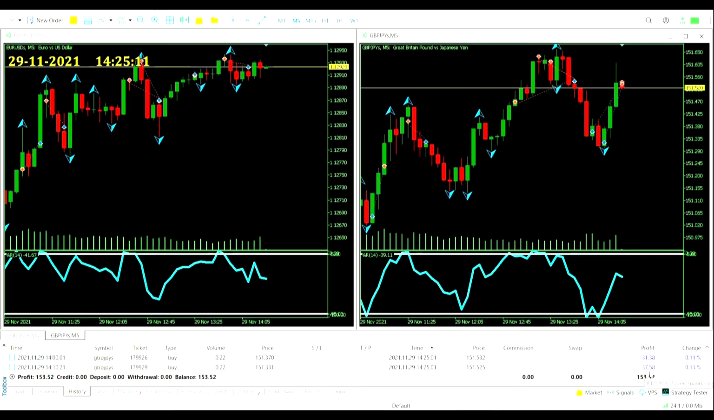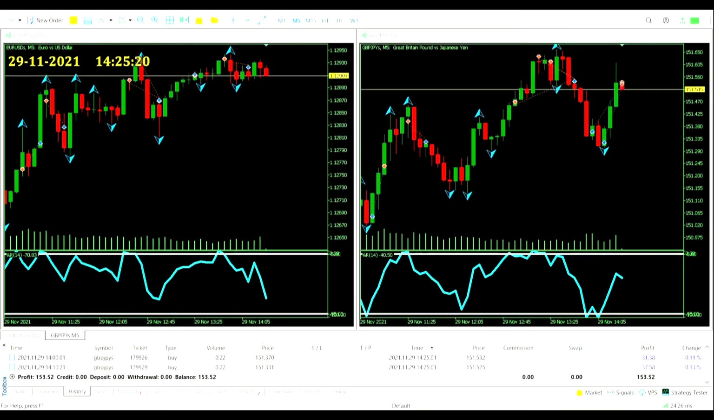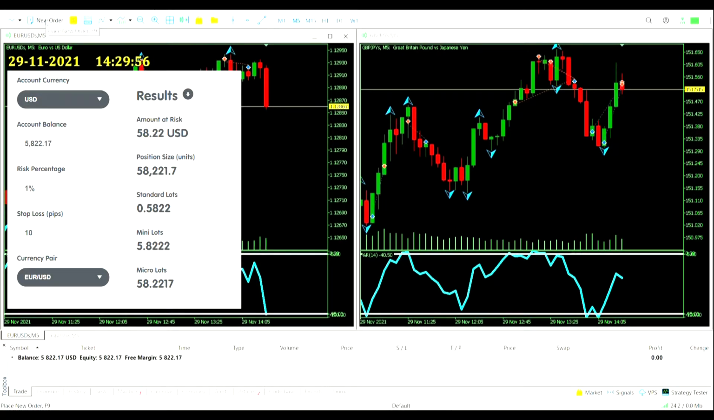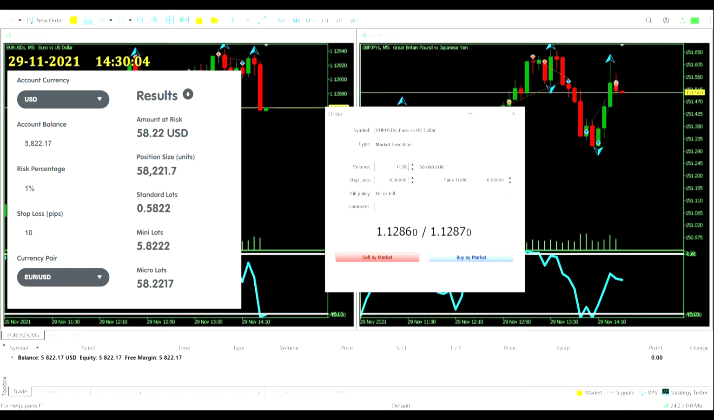That is 68.96 total. Really nice trade. Puts us $153.52 up for the day. And it's another winner we get to plug in. And we are about to be going back in again. Yes, we are. 0.58 lots this time. Euro US dollar with the buy trade.